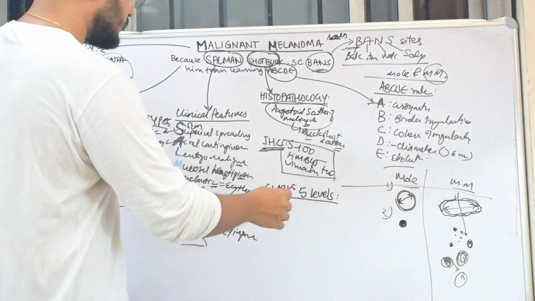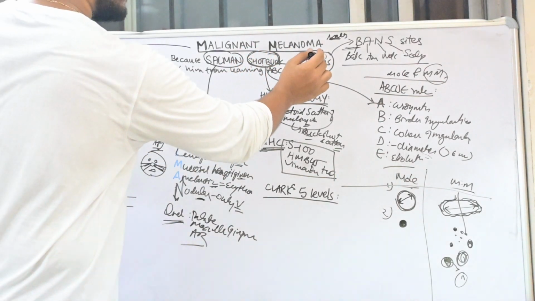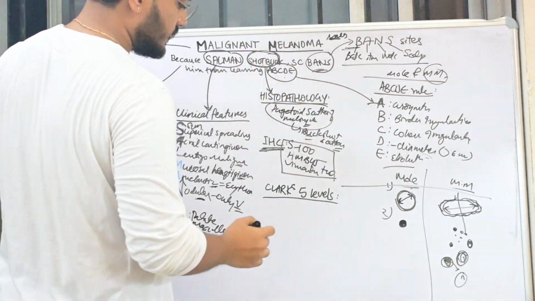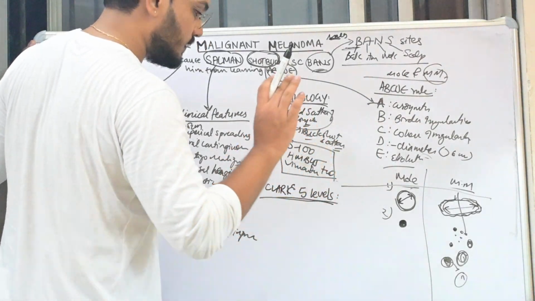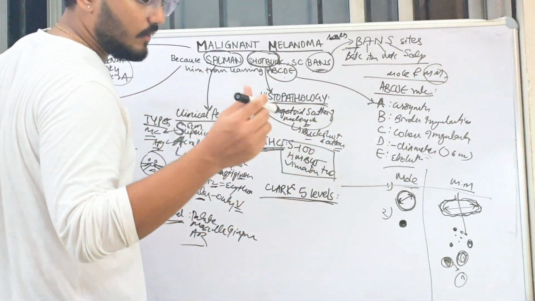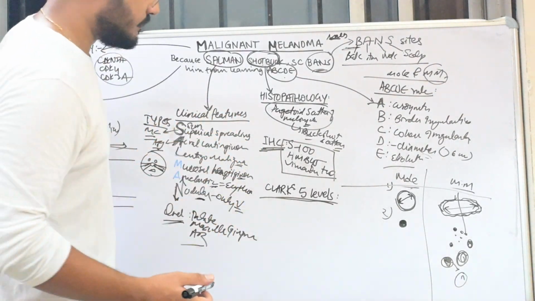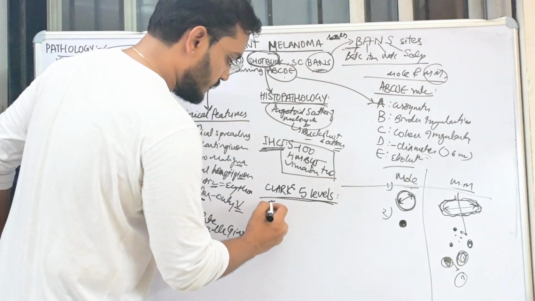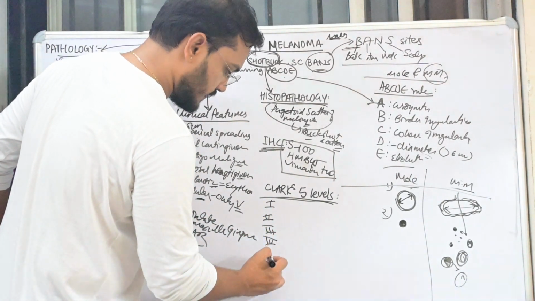Then moving on to the Clark levels. So we learned about pagetoid scatter, buckshot scatter, BANS and the ABCD rule. Then we move on to the Clark's 5 levels. So what are the 5 levels? It's basically to determine up to what level the malignant melanoma has gone and what the prognosis is. There are 5 levels: level 1, level 2, level 3, level 4 and level 5.